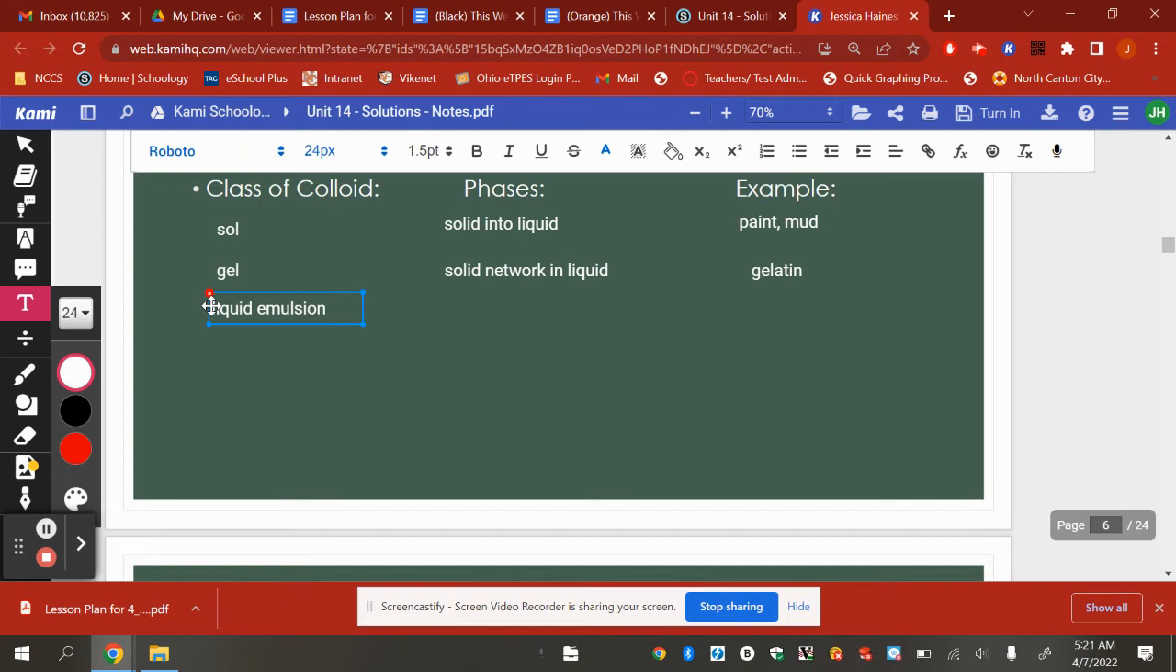Liquid emulsion, this is a liquid into a liquid. This is a unique one. Liquid into liquid. A couple examples of this.